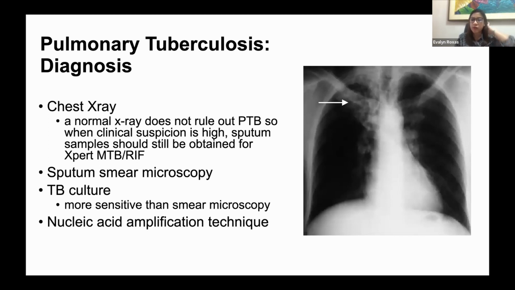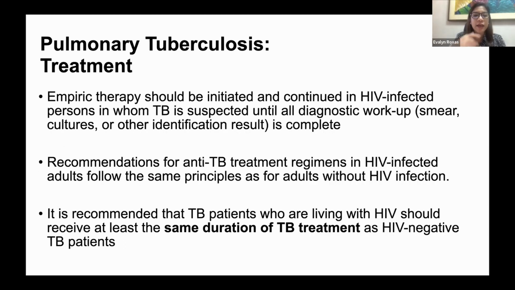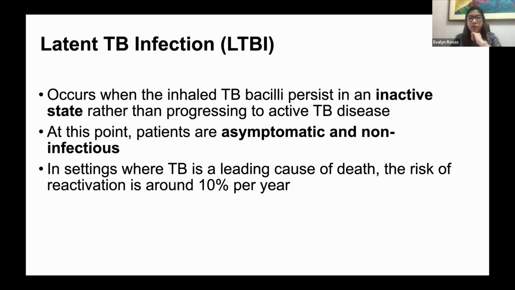For diagnostics, this was discussed already: chest X-ray, sputum microscopy, culture, and even NAAT. Empiric therapy should be initiated and continued in HIV-infected persons in whom TB is suspected until all diagnostic workup is complete. Take note that it is recommended that TB patients who are living with HIV should receive the same anti-TB regimen, with the same duration as that of HIV-negative TB patients.